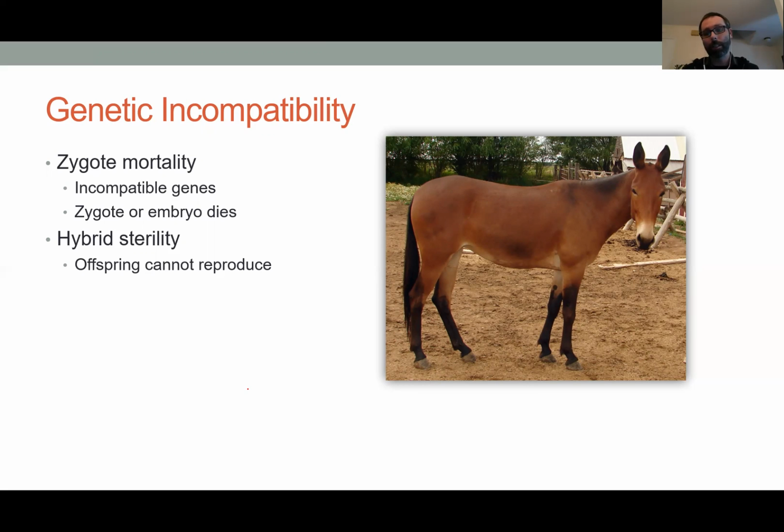It's taller than a donkey, strong like a donkey, but tall like a horse, fast like a horse. They're really useful animals. People, as you know, or maybe you'll know, people have used them as pack animals for a very long time.